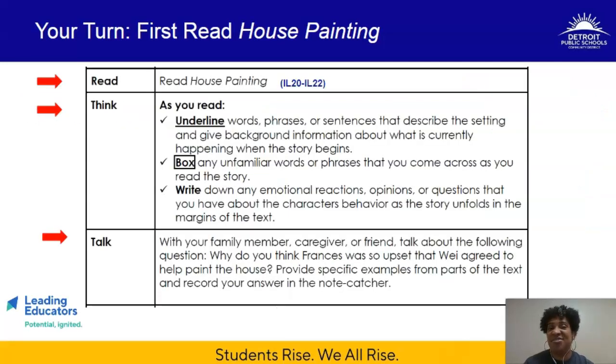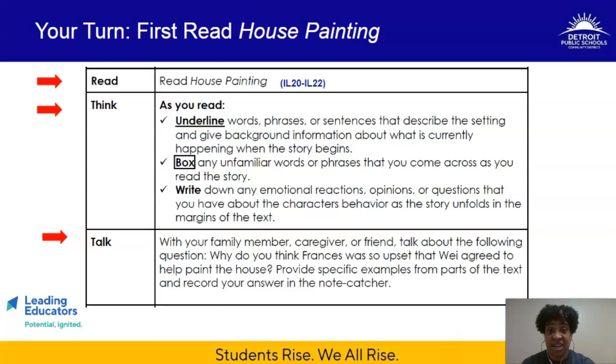Now that we've walked through the second half of that first read, it's your turn to do the same. So you're going to underline, box, and write following that protocol for pages IL20 through IL22 if you haven't done so already. And making sure you're having a conversation with your family member, caregiver, or friend about the question, why do you think Frances was so upset that Wei agreed to help paint the house?